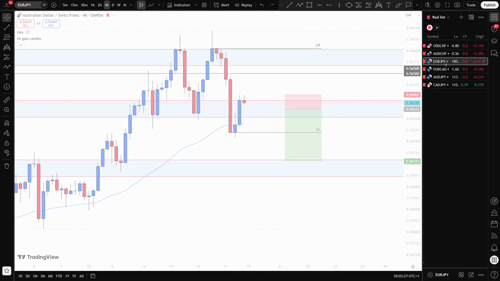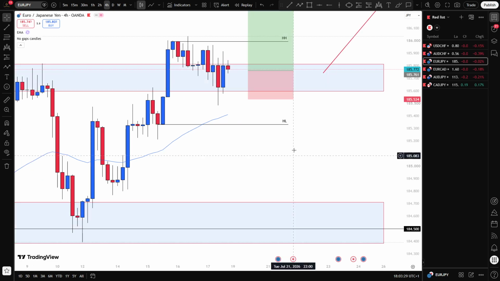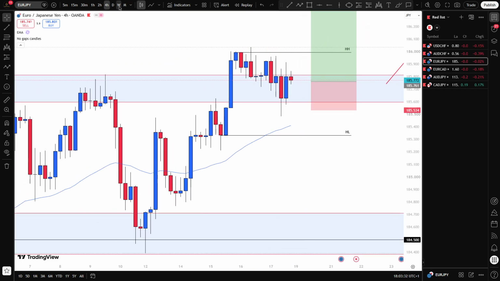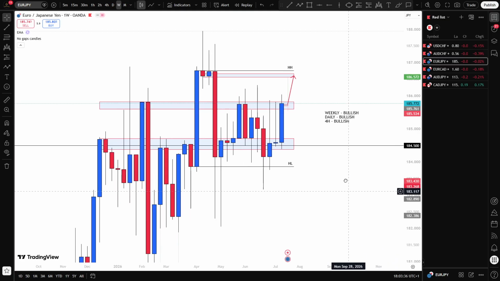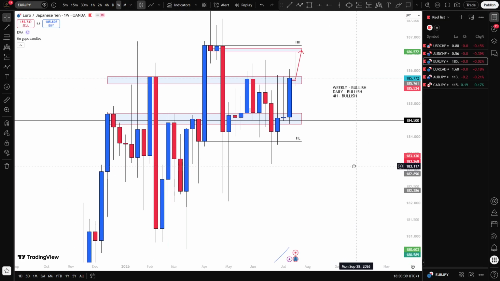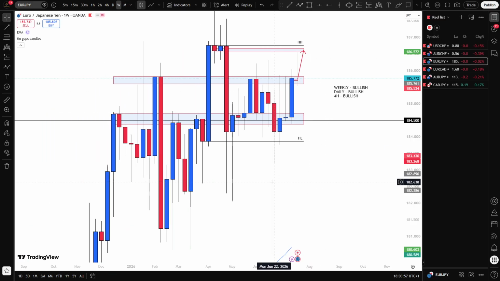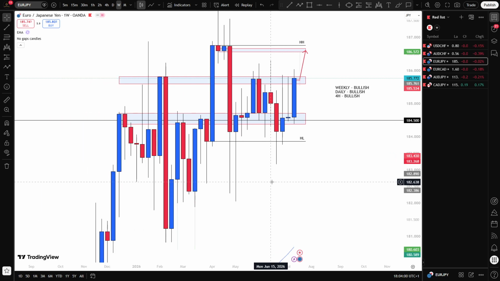So moving on to Euro JPY. Euro JPY is the third pair on the list. You can see on the weekly time frame, this pair is something else. It has been consolidating here since when? Since May, earlier this year. And this week might be the week it will break above. I'm not sure, but using the market structure, that is what I'm seeing.